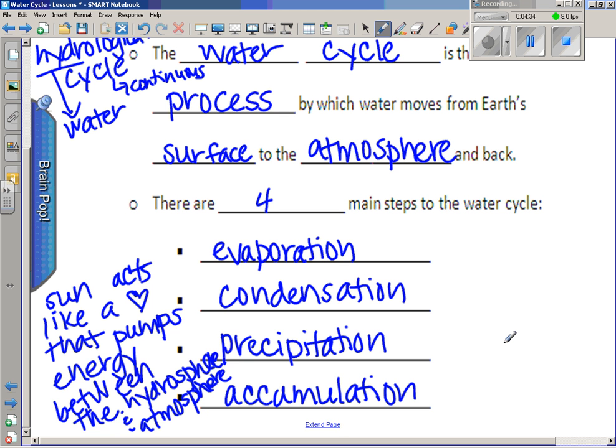The hydrosphere is any place where there is water. So it could be a lake or a pond or an ocean or even a swimming pool, anywhere on Earth's surface that has water. And the atmosphere, we'll study that in the next unit, extends from Earth's surface out into space. So the sun acts like the heart that pumps that energy between those two places, which makes that cycle continuous.